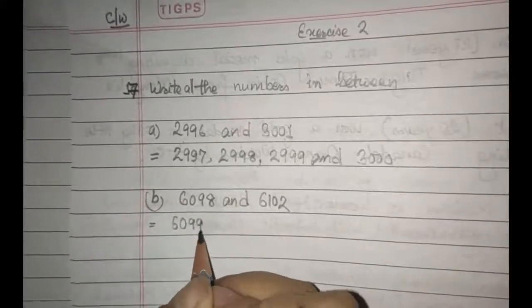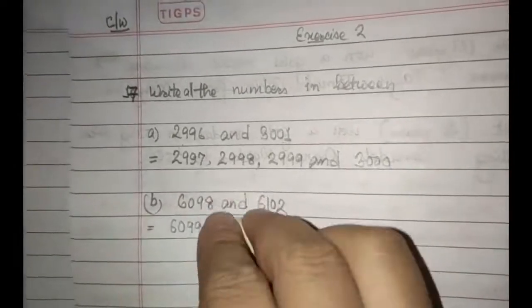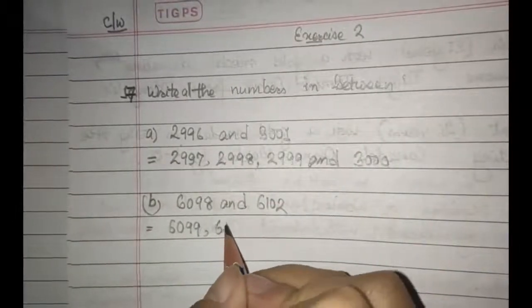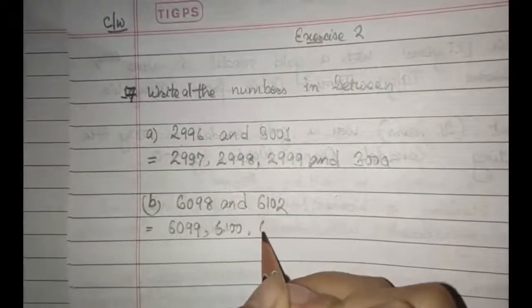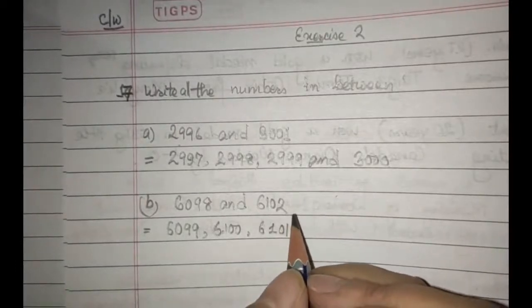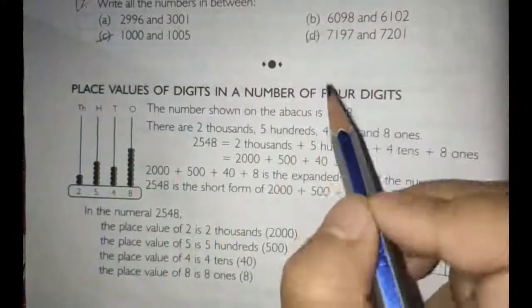6098, 6099, after that 6100, after that 6101. So after that 6102 appears, right? Children, A and B I have done for you. C you will do and D you will do by yourself.